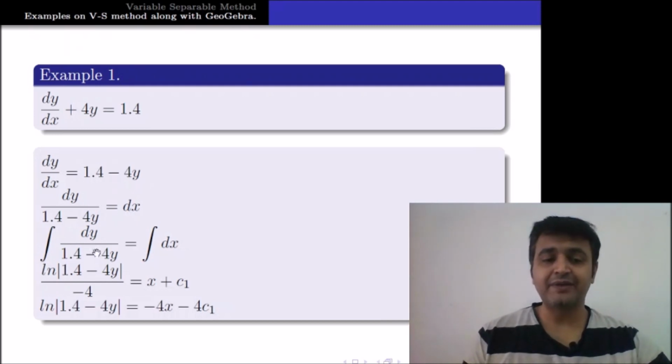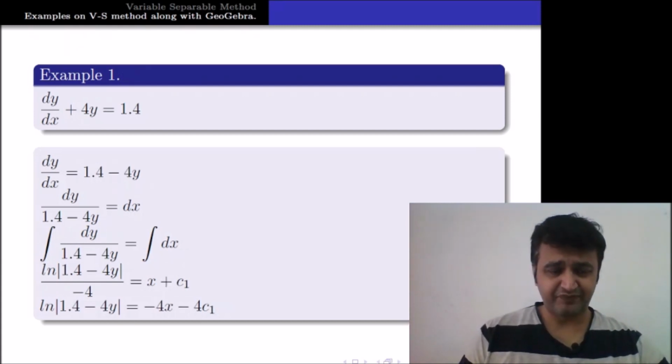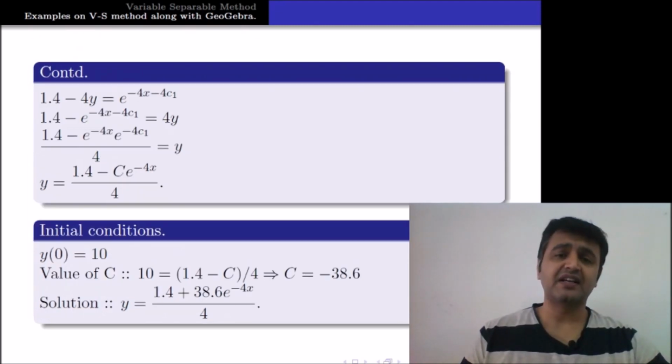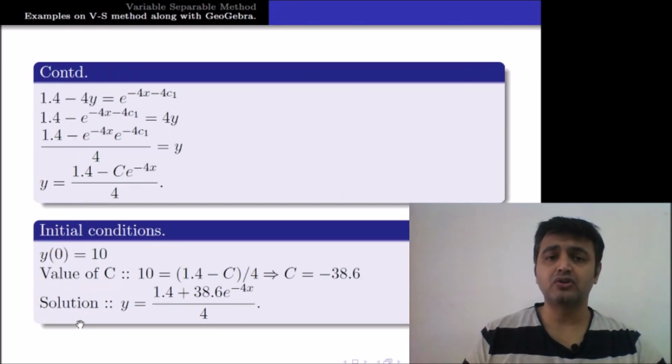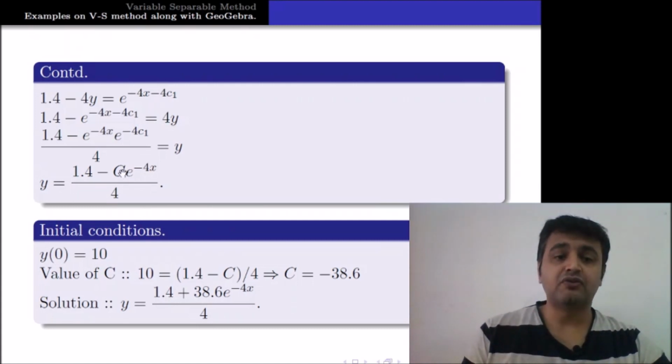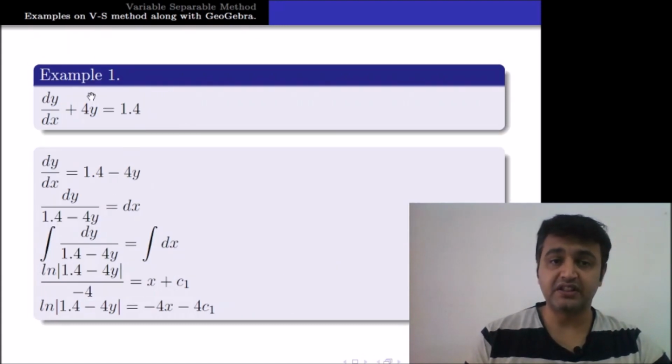Now the method says once you separate, you simply integrate both sides. So once I do the integration, it gives ln of the denominator upon minus 4 equals x plus c1. If I take minus 4 to the left hand side, this is a simple calculation which I expect you to understand. If you don't, you can ask me in the comment section. And if I want to remove ln, meaning log to the base e, I take exponentials on both sides. Why? Because log and exponentials are inverses of each other. So I have y equals 1.4 minus c into e raised to minus 4x, upon 4. This is the solution of this differential equation.